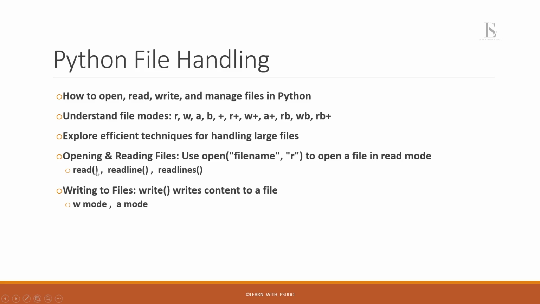Read would directly read the file and give you the output as a set of multi-line strings. Readline will read it line by line, and readlines will read all the lines and give you a comma separated list value. Then for writing to files, we have write mode and append mode. We had seen all of these examples. I just listed them here for your reference.